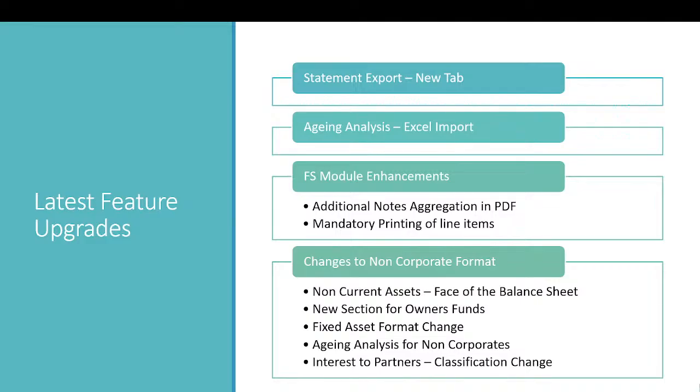So the first topic I'll take is the latest feature upgrades. I'll cover statement export. There have been significant changes to that module, and I'll explain that. Next, I will take you through the aging analysis Excel import feature that has been released, and some of the financial statement module enhancements. What are the changes to the non-corporate format? There is some special handling to be done with respect to the interest to partners subhead. So how to do that? This I will cover in the next 5-10 minutes.